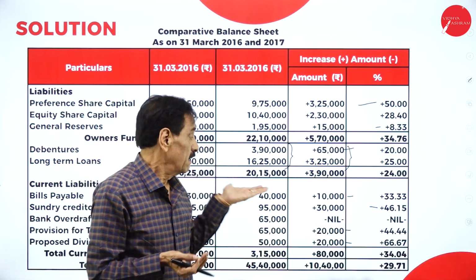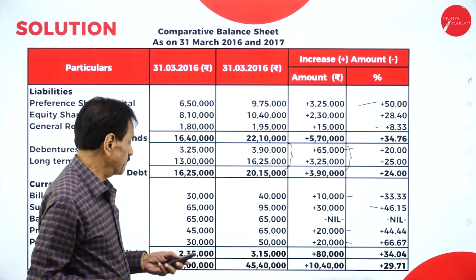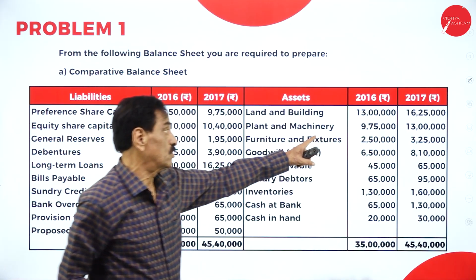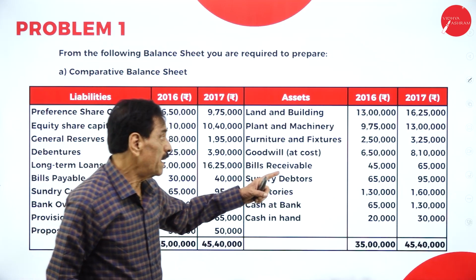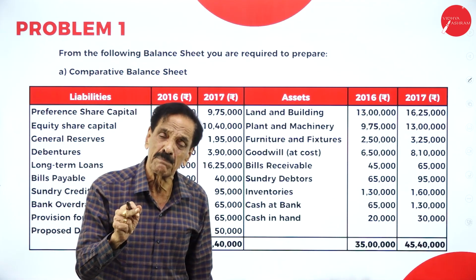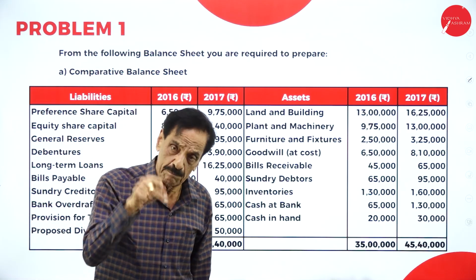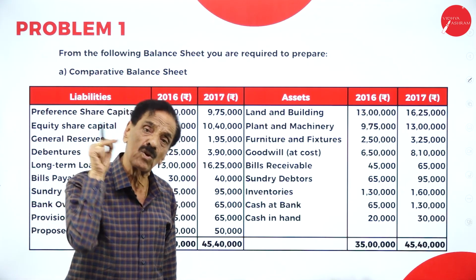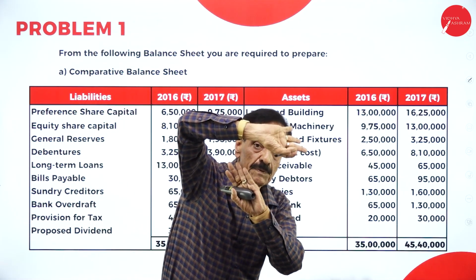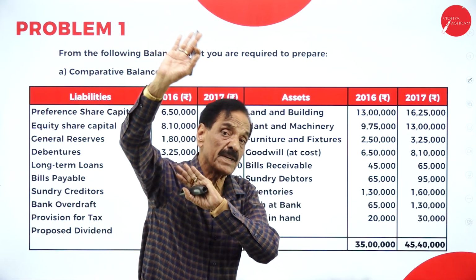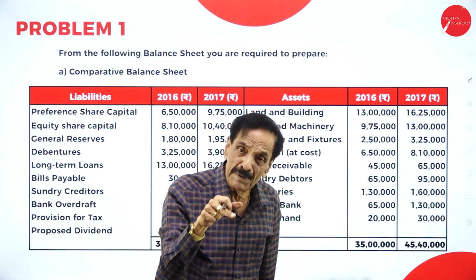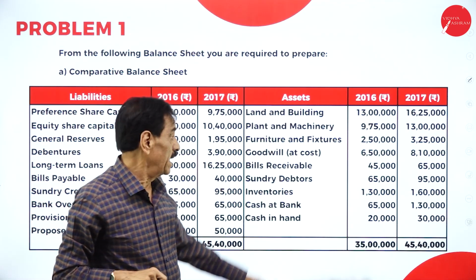Plant and machinery, if we see that, the purchase figure of the plant and machinery is 9,75,000 in 2016. But when you compare to 2017, it becomes 13 lakh. That means the purchasing power of the machinery has gone up. So the stability of the concern has improved. It shows there is an improvement in the company's stability.